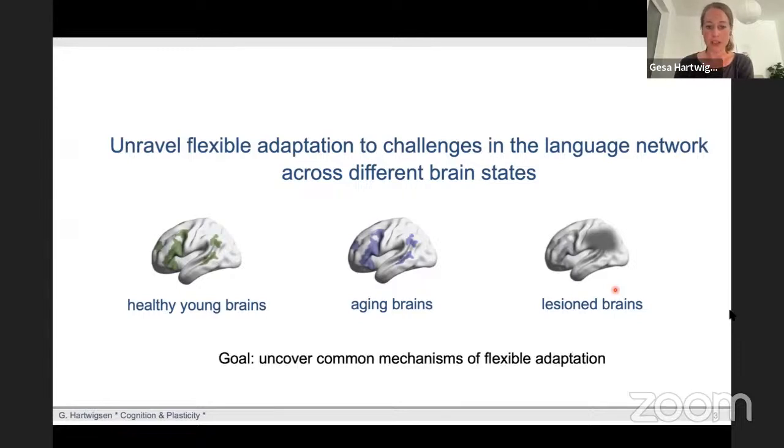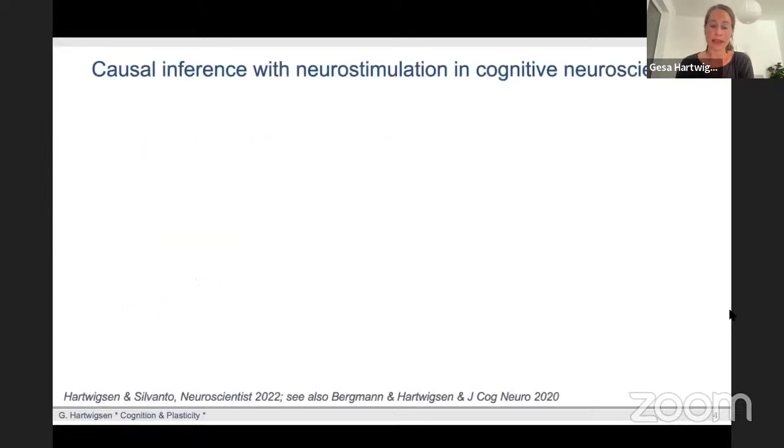So the overarching goal is to uncover common mechanisms of flexible adaptation across the adult lifespan, from healthy young to aging to lesion brains. And now the question is, how can one do this? And here neurostimulation comes into play because it's a simple, or relatively simple, method where you can perturb certain parts of your network of interest and then look at relatively rapid processes of adaptation.